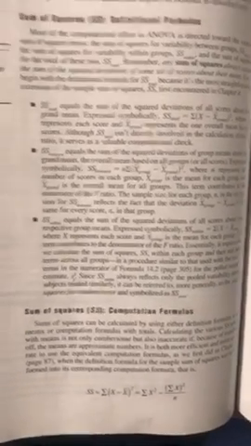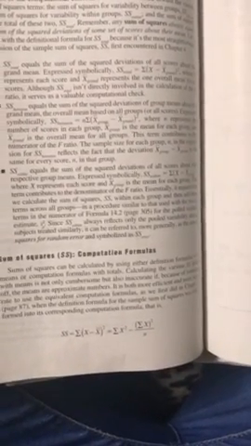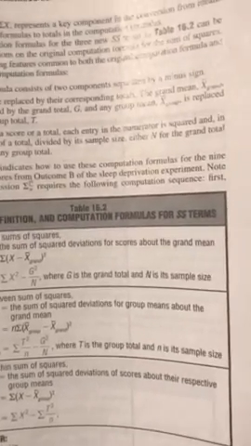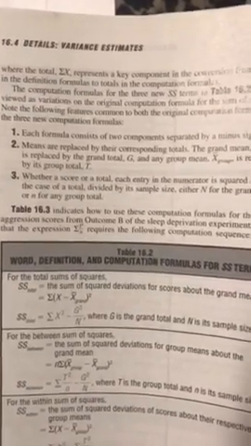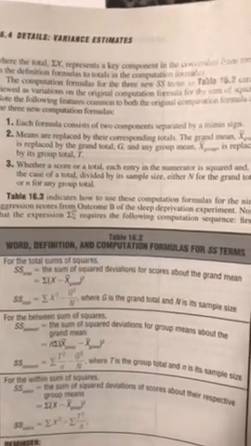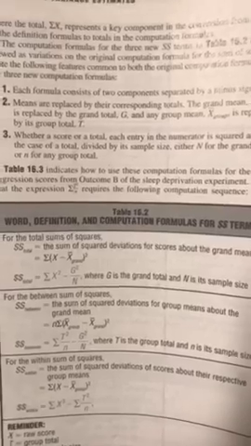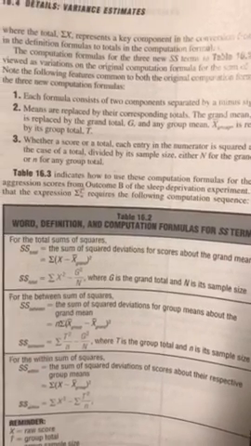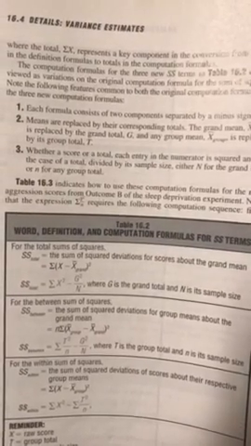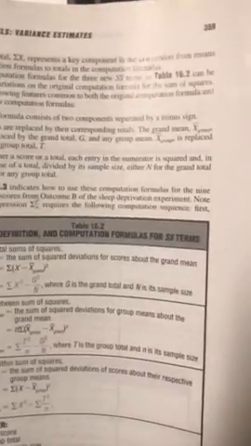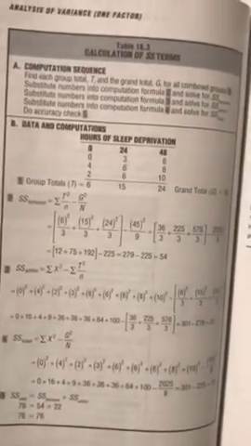So, sum of squares computational formulas. It's more efficient as well as accurate to use equivalent computational formulas to calculate the various SS terms that are present here. There are some common features of the original definitional formulas and the new computational formulas. Each formula consists of two components separated by a minus sign. The means are replaced by their corresponding totals, and whether a score or a total, each entry in the numerator is squared, and in the case of a total, divided by its sample size, either n for the grand total or small n for any group total. You can refer to tables 16.2 and 16.3 for this information.